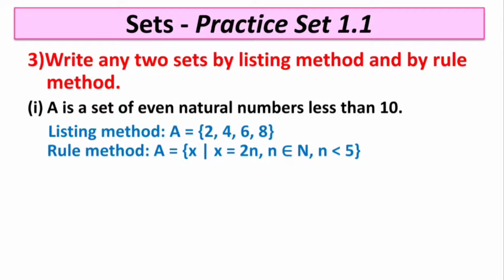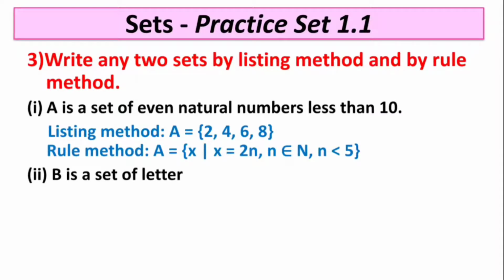In rule method, we have set A is the set of all x such that x equals 2n, n belongs to N and n less than 5. Here small n is a number and capital N is the set of natural numbers.